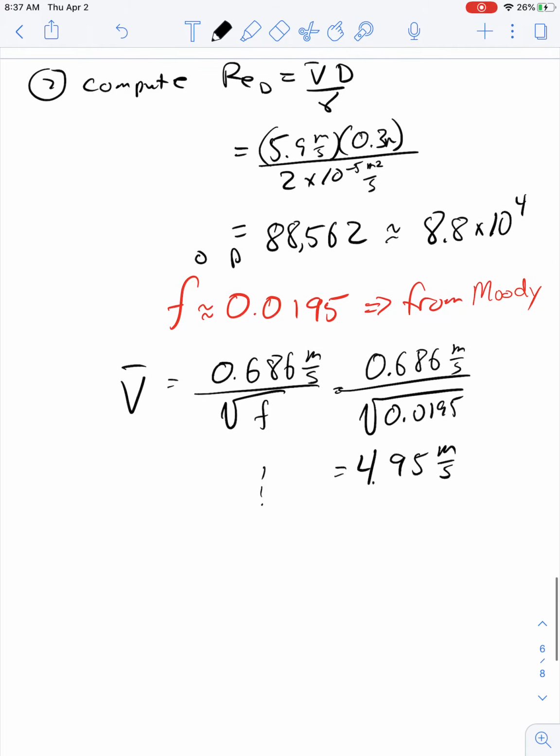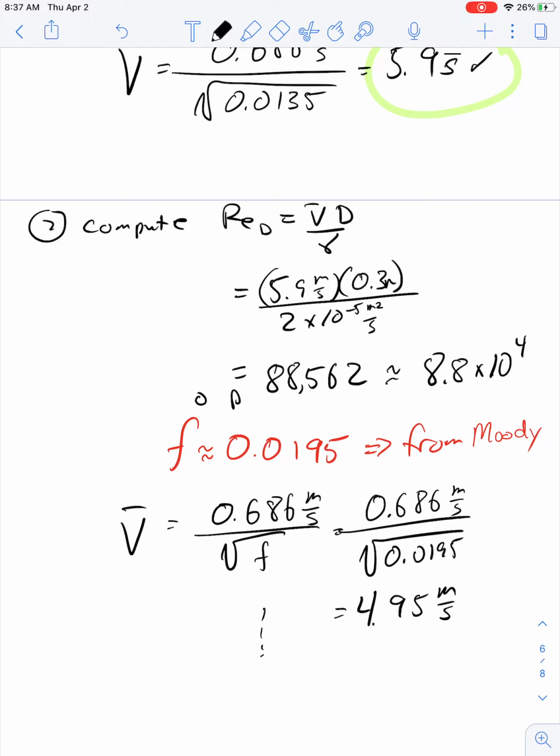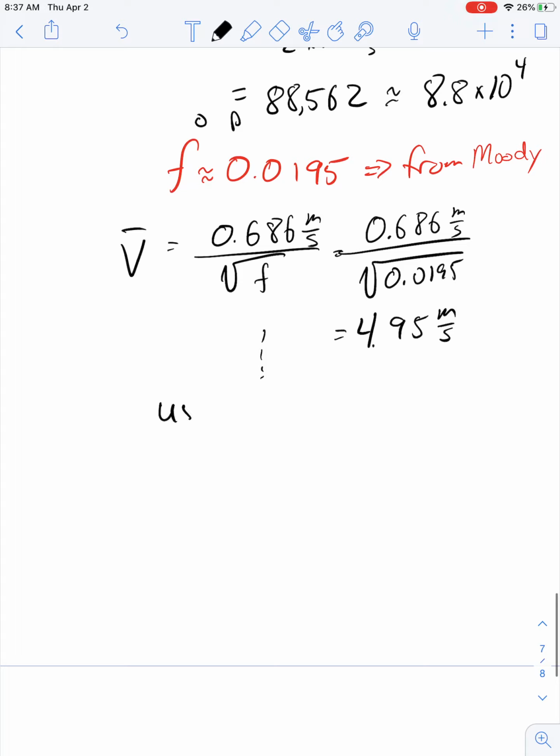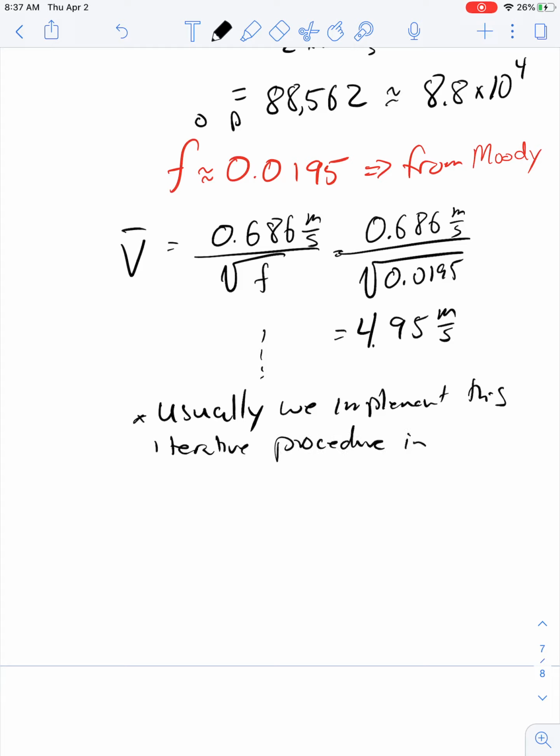And so we can continue this process until we iterate. Usually, for an exam, I will give you a specified number of iterations to do. Probably it'll just be one for an exam, and that's because then you can show me that you understand the procedure. Usually, we implement this iterative procedure in a MATLAB code, in a computer code.